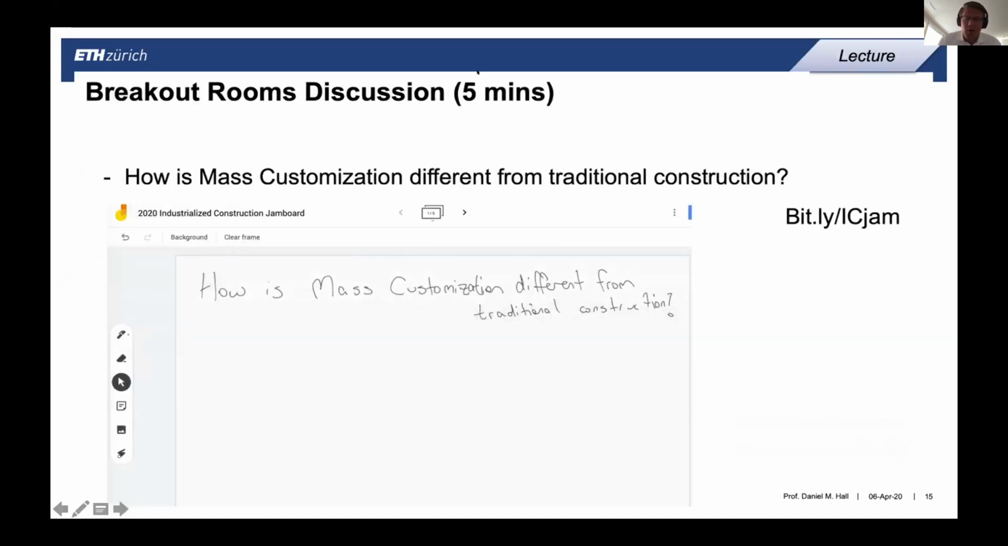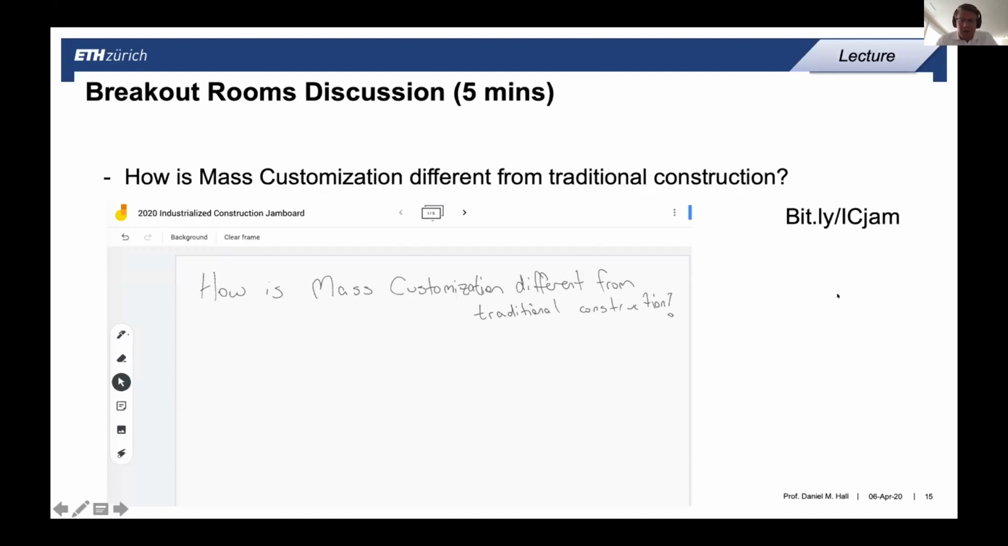And now I wanted to move in and make sure we also had some engagement. So I wanted to send you into your breakout rooms. I will assign them in a moment. But the idea is that I want you to answer the question about how you think mass customization is different from traditional construction? And you can use some of the insights you had from your reading and reflection response, as well as some of the things I've said so far.